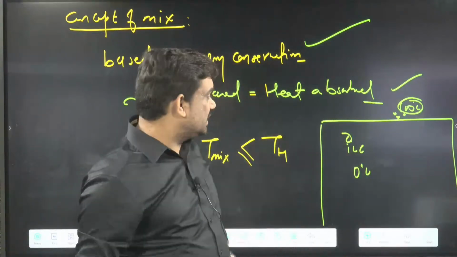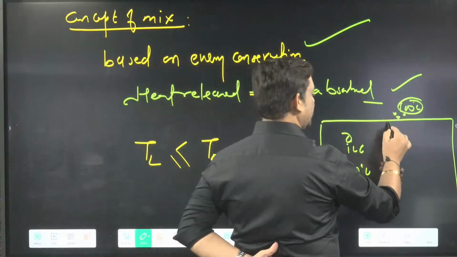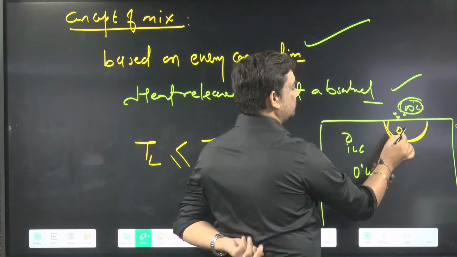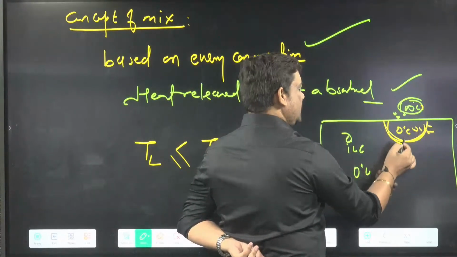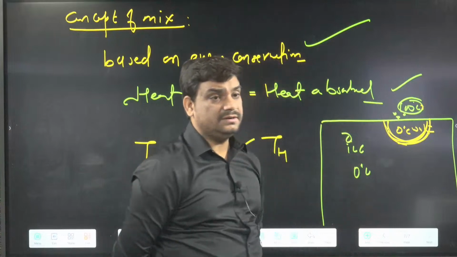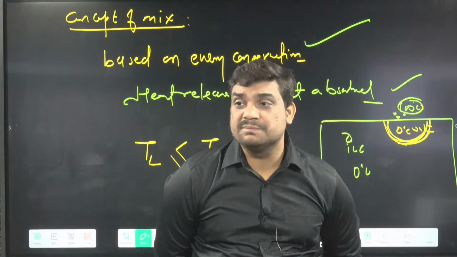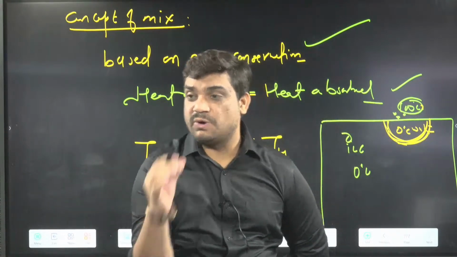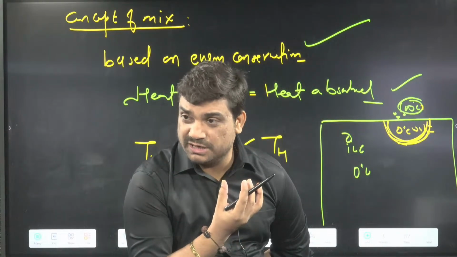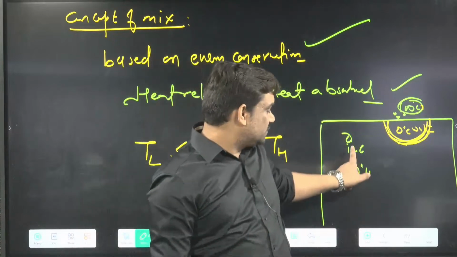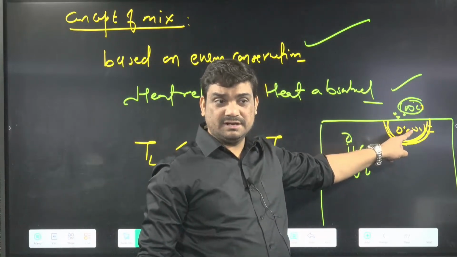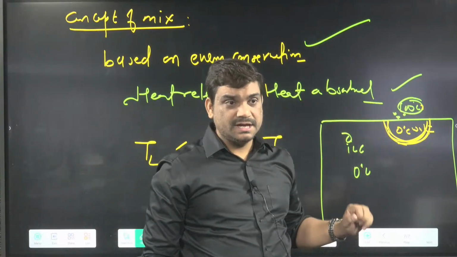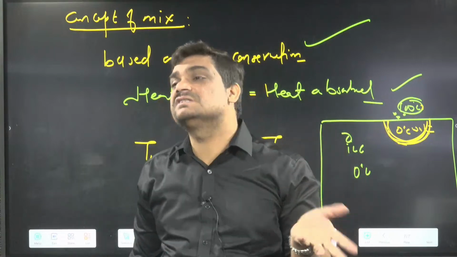You will say, sir, with these 2-3 drops some ice will melt, and this 100 degrees Celsius water will also come down to 0 degrees Celsius water. Ice will melt, so you will have some water and some ice. Some ice will melt, and the temperature will basically be 0 degrees Celsius. So some ice and some water will be there, but the temperature will be 0 degrees Celsius only.